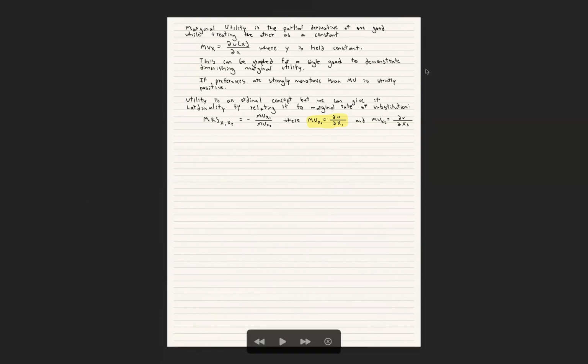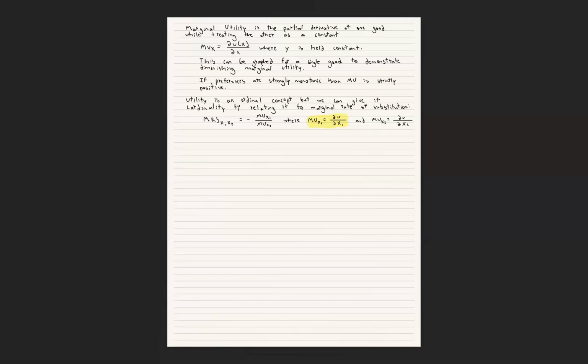So we'll cover marginal utility as well. We started a little bit there, but basically that's just marginal utility of good X is the partial derivative of your utility function with respect to good X, where Y is held constant. And this can be graphed for a single good to demonstrate diminishing marginal utility. So if your prof asks for a proof of diminishing marginal utility, that's going to be the first thing you do. And if preferences are strongly monotonic, then marginal utility is going to be strictly positive.